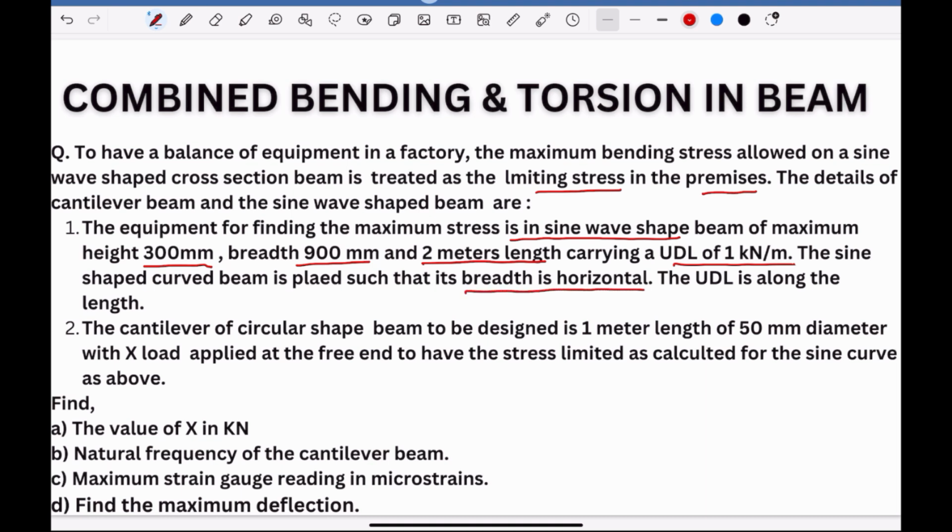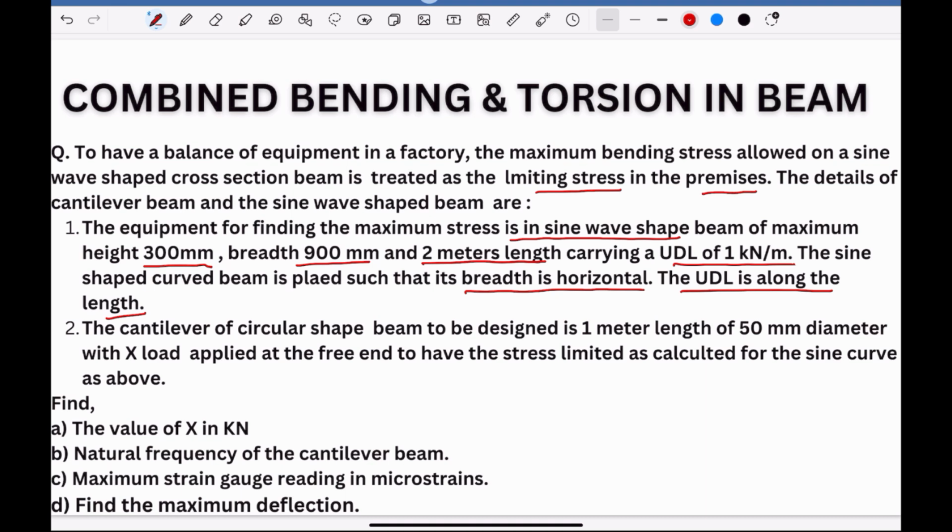This we have solved in the previous to last video. The UDL is along the length. This is one piece of information.